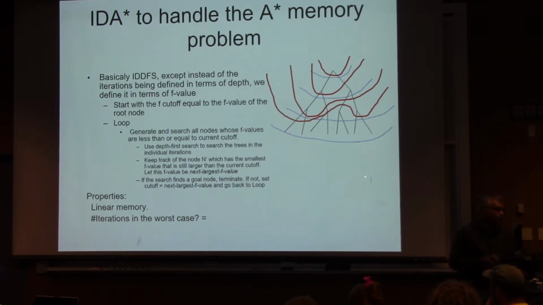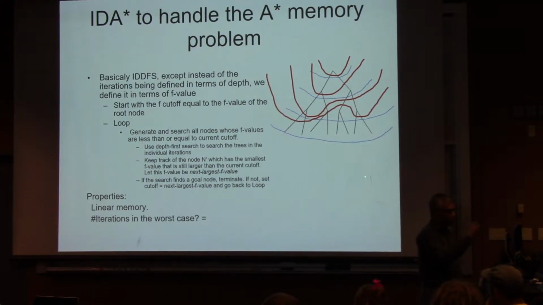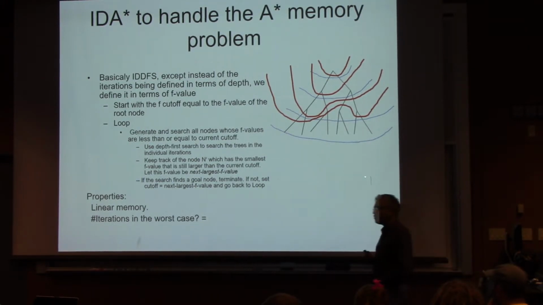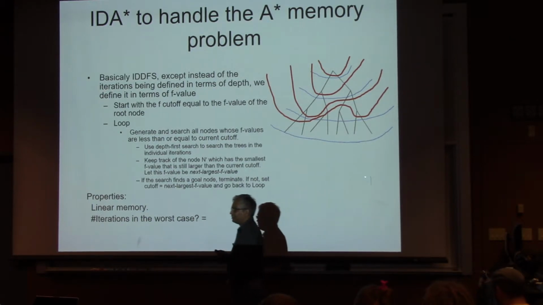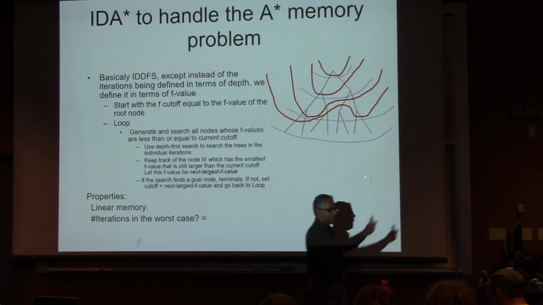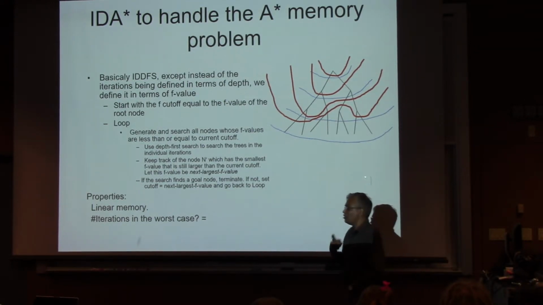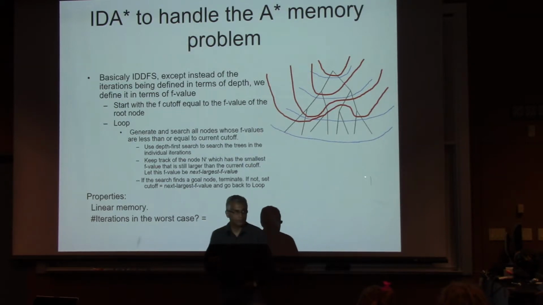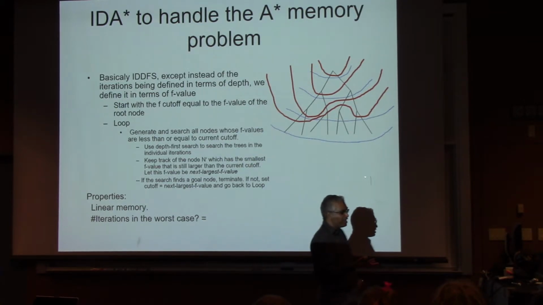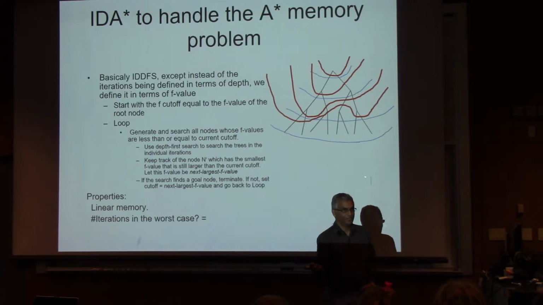What else do I need to tell you to do IDA star? Start with F0, which will be the F value of, presumably, the root node. The question is, what is F1? In the case of IDDFS, D0 is 0, that's the 0 depth, D1 is 1, D2 is 2, D3 is 3. What is F0? The F value of the root node. What is F1? If you don't know that, you can't write the algorithm. The next largest F value.